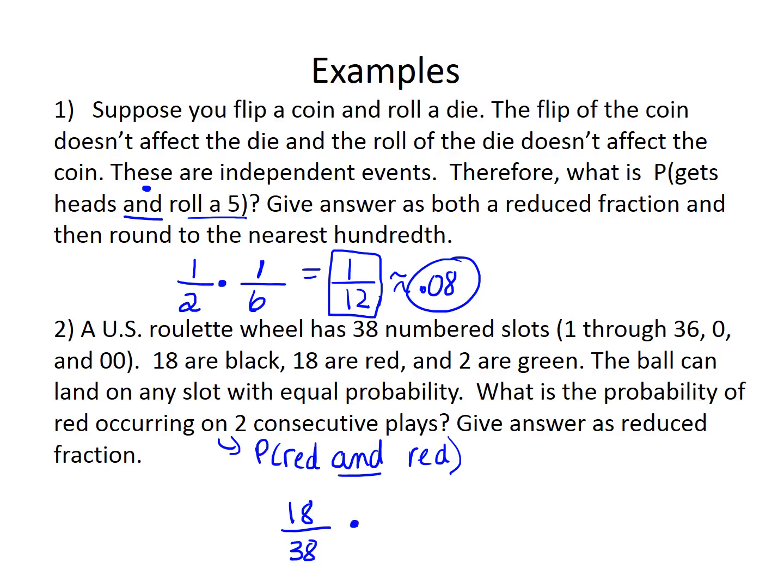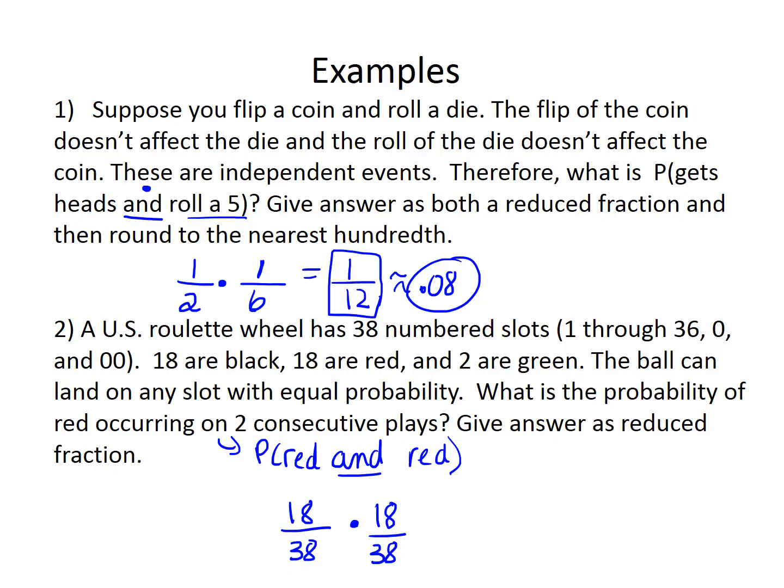And whatever you roll on the first roll, or in this case, you know, they throw a ball out there and it lands in one of those slots, the fact that it lands on red in the first slot has no effect on whether it's going to land on red in the second slot. So the probability of red again is 18 out of 38. So you're going to multiply.